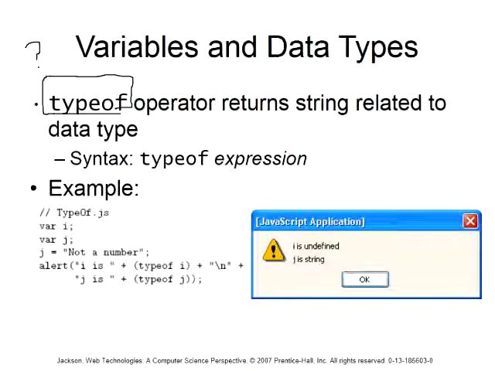So when we write var I, var G, and after that G equals not a number. So if we write alert, "G is", this is a string, "I is" here, and after that plus typeof I. Typeof I is undefined. Why?